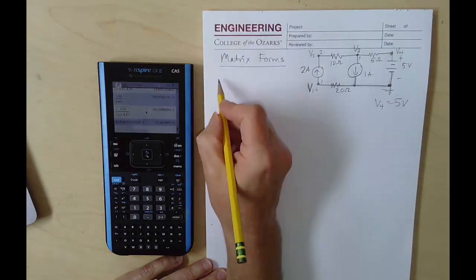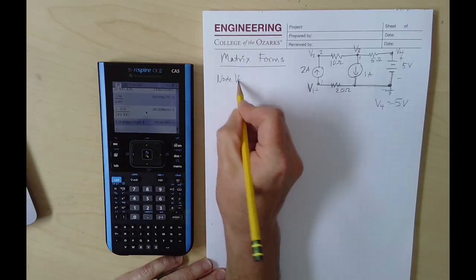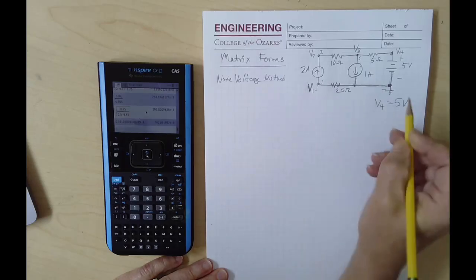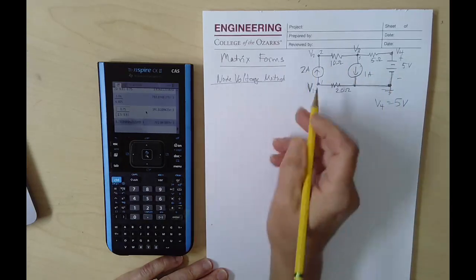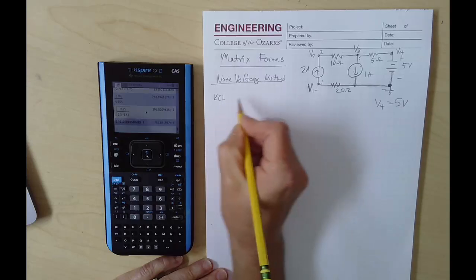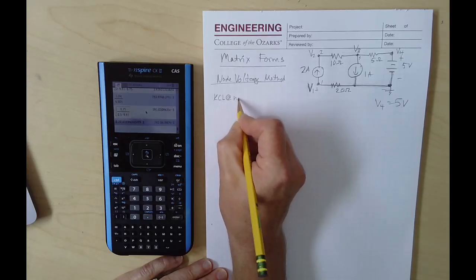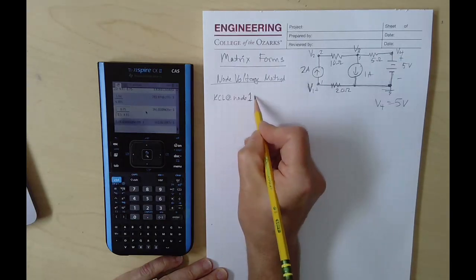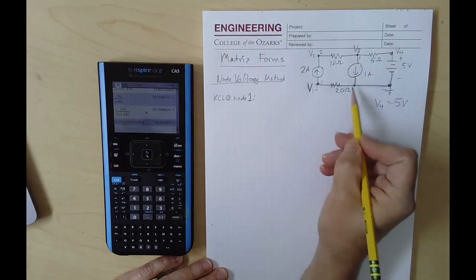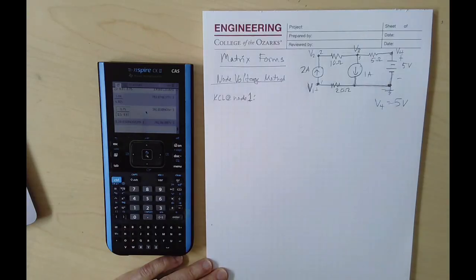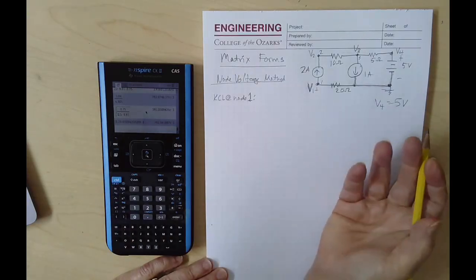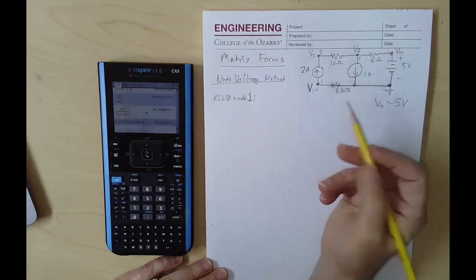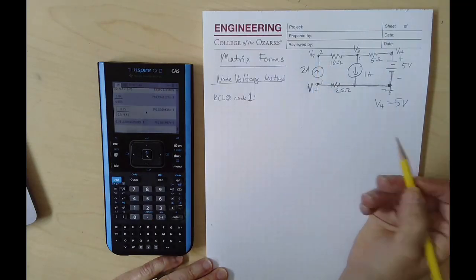Okay, so for the node voltage method, right, we've defined our ground, we've defined our nodes, and then we're going to write KCL for the different nodes. So let's do KCL at node 1. Node 1 is here. So we do KCL, we can just add up all the currents leaving the node is what we like to do. Or we could do current in equals current out, whichever we want to do.